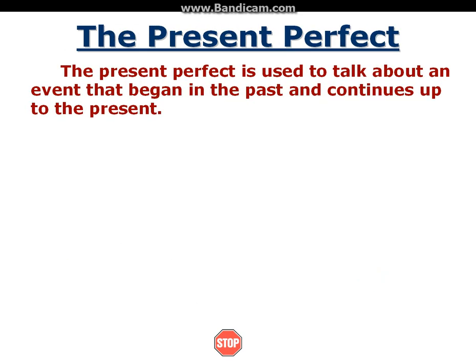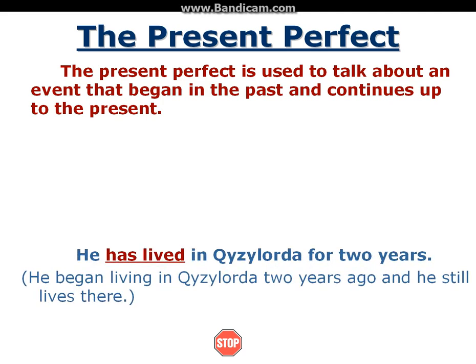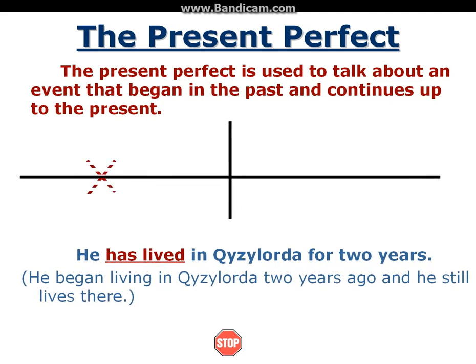The next is present perfect tense. The present perfect is used to talk about an event that began in the past and continues up to the present. For example, he has lived in Kızılar'da for 2 years. He began living in Kızılar'da 2 years ago and he still lives there.